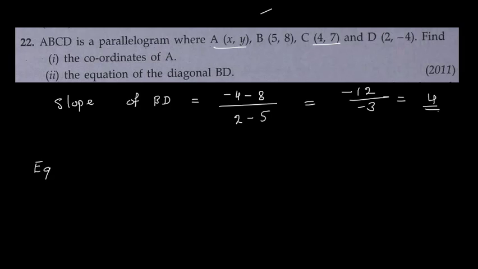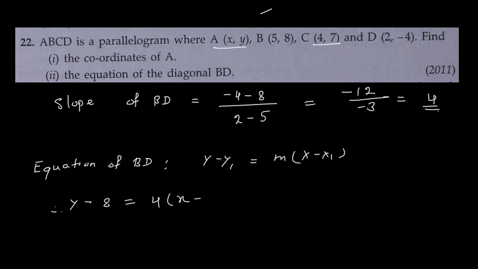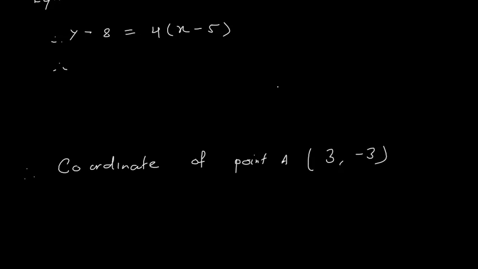Therefore the equation of BD we will get in slope point form, that is y minus y1 will be equal to m times (x minus x1). So for BD, I will take B as (x1, y1). So y minus 8 is equal to m, we got 4, into (x minus 5). So y minus 8 is equal to 4x minus 4 times 5, which is 20.